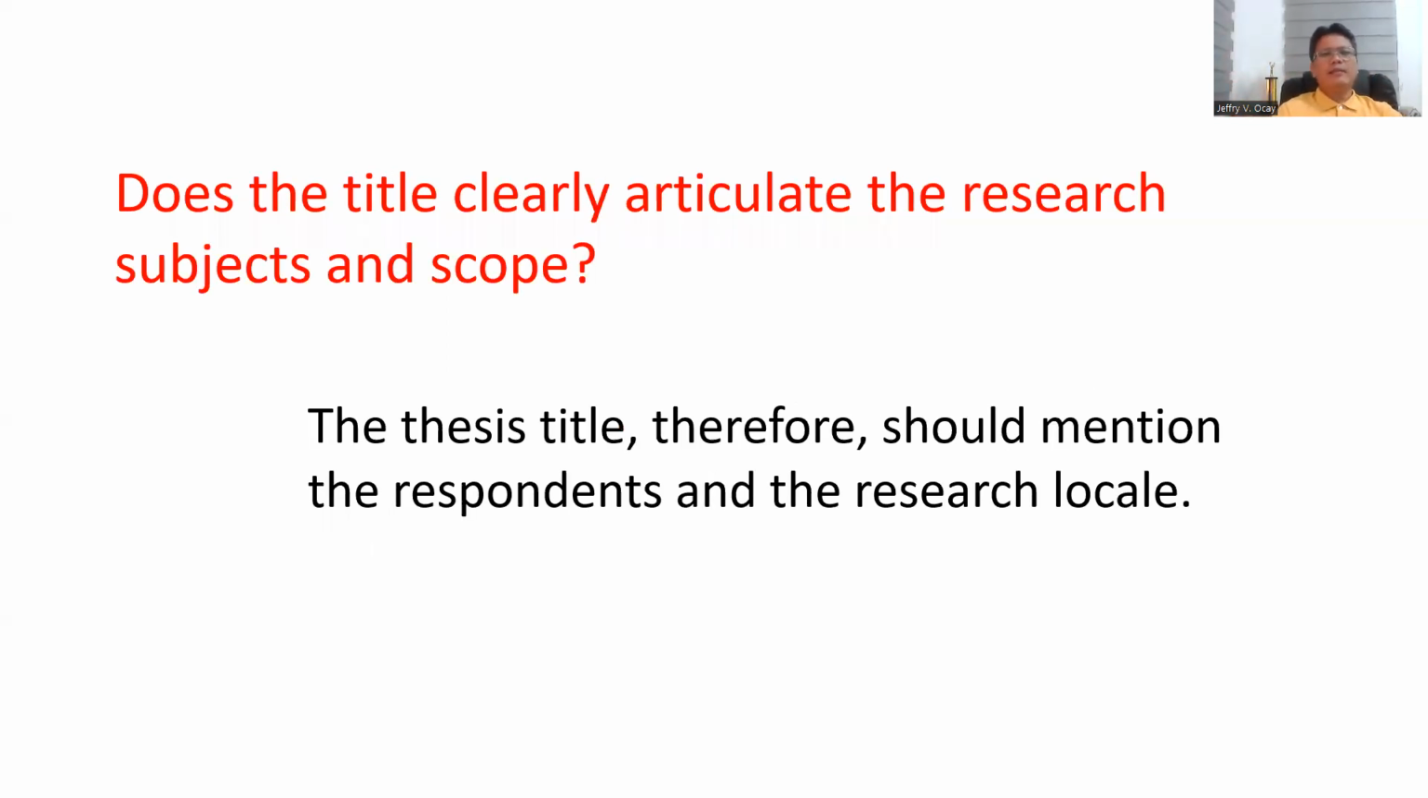Third is, does the title clearly articulate the research subjects and scope? So the thesis title should mention the respondents and the research locale. When we say articulate the research subjects, this is always in the form of the respondents, the participants of your research, and then the scope, which sometimes already includes the research locale. For example, we are asking who the respondents or subjects are, and where they are located, so where the research was conducted. So it should also be included in the working title.